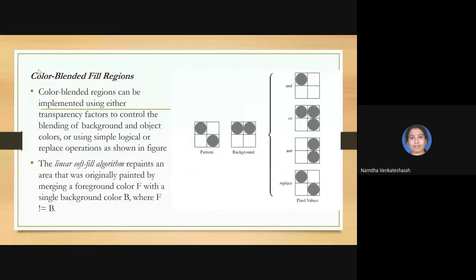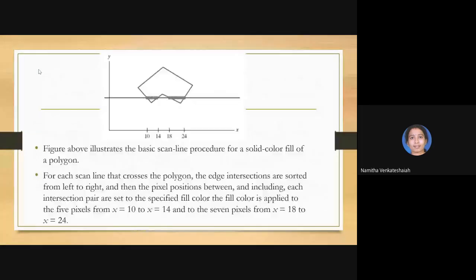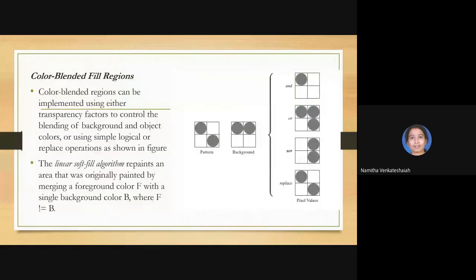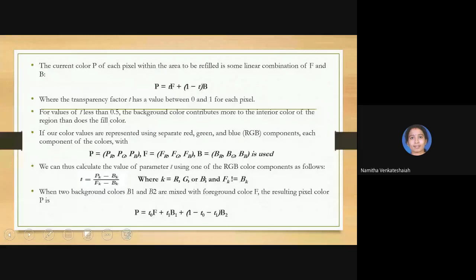This is about the color blended fill regions. The next thing is very simple, but look here. The current color P of each pixel within the area to be filled is some linear combination of F and B. The current pixel's value is always some relationship between foreground color and background color that is governed by this equation. So you should remember this. The current pixel's value will always be t times F plus (1 minus t) times B.